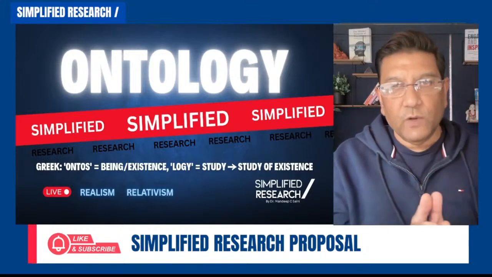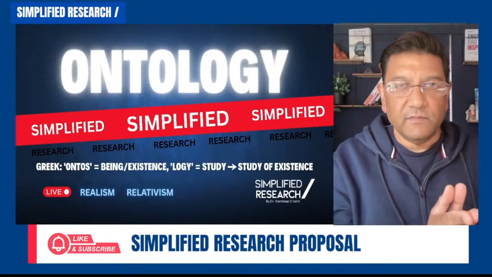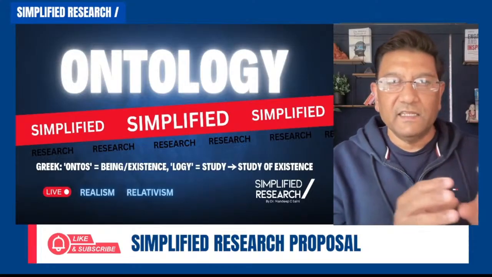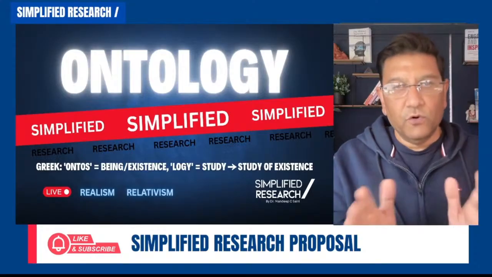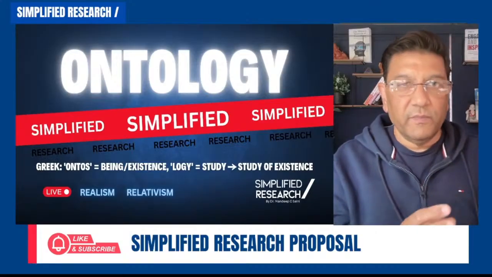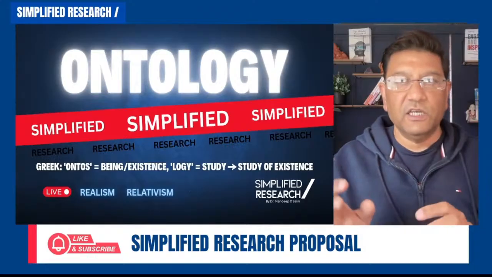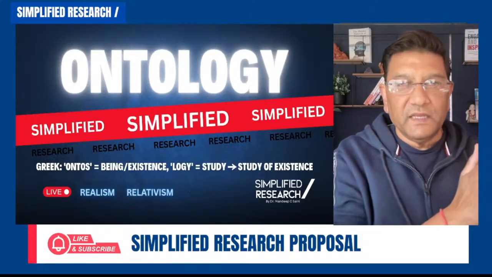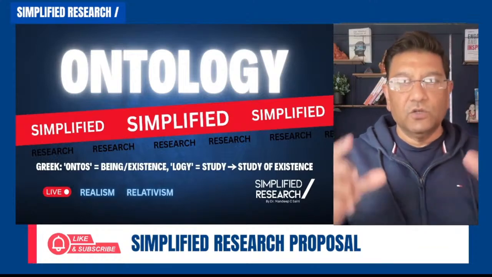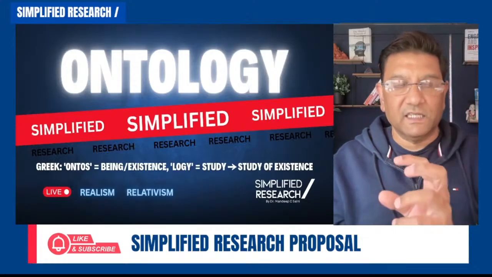Now, in that as well, we have two branches. One is realism and one is relativism. Before that, let's look into ontology again. Ontology means ontos, existence, and logy is study. So the study of existence is ontology. The first branch in philosophy is ontology, the study of existence.